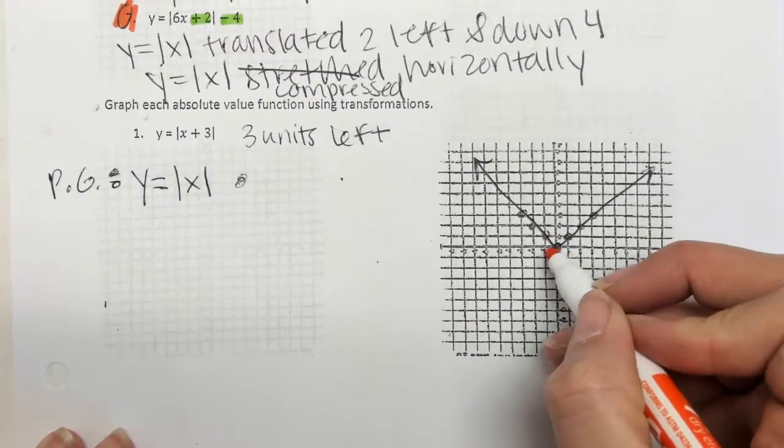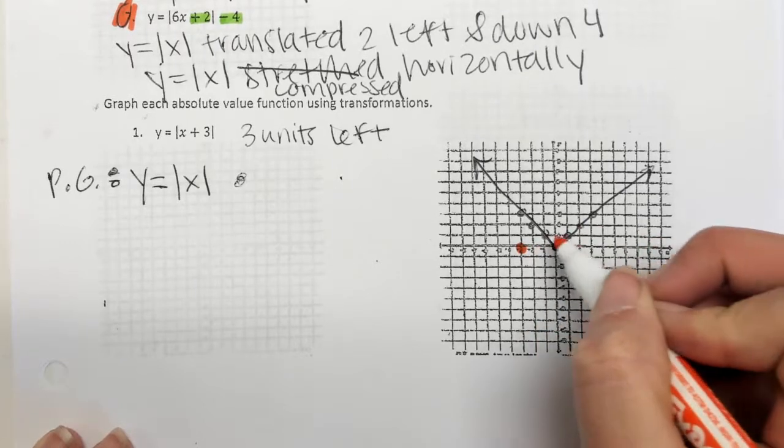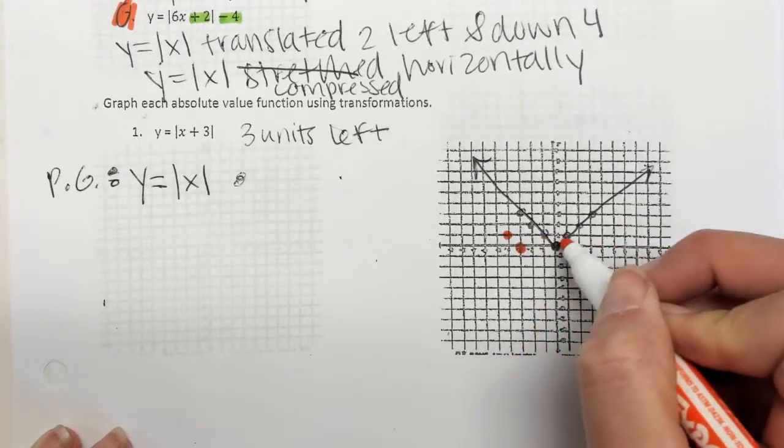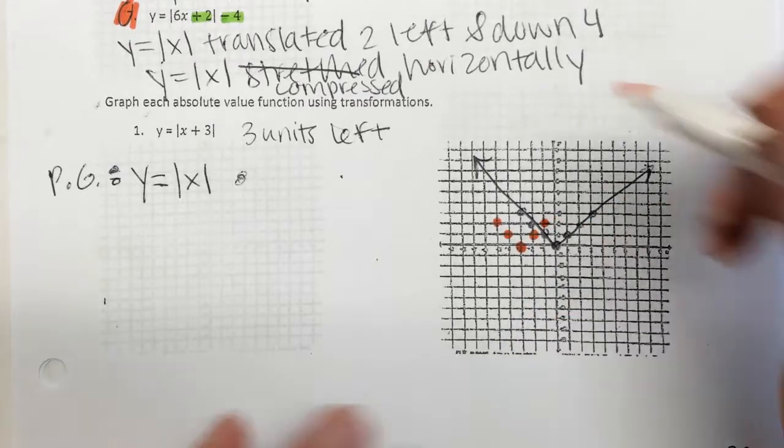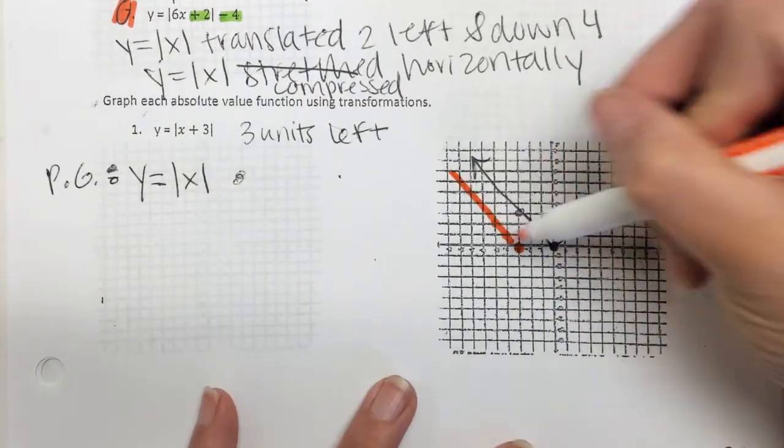Take 0, 0, move it 1, 2, 3 to the left. This one, 1, 2, 3. This one, 1, 2, 3. Go ahead and draw your transformed graph.